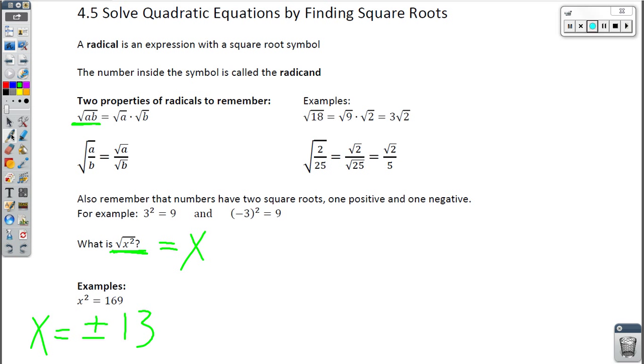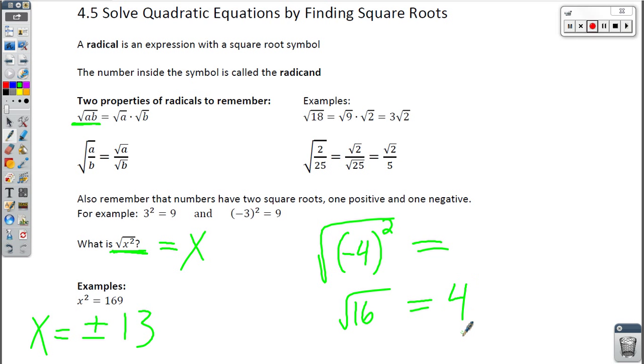So another way to think about that is, say we take something like negative 4 squared and then take the square root of that. Well, negative 4 squared is positive 16, so that's the square root of positive 16. Well, that's the principal square root, so that is 4. But the original thing we plugged in was negative 4. We go through and do this math, and then we get positive 4.